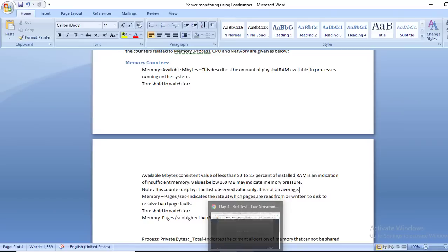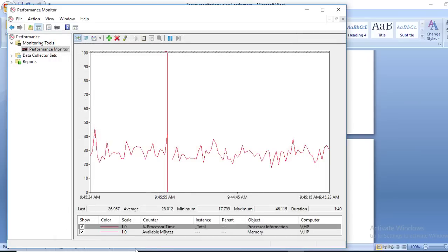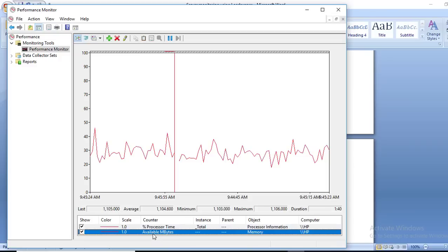So we can add this counter as well. If you want to add this counter, Available MBytes, you can click on OK, and this is the Available MBytes counter, and you can see its result. If it is less than 20%, 25%, then it shows that memory available is less. So it should not be less than 20 to 25%. So this is the way how we add counters in Perfmon.